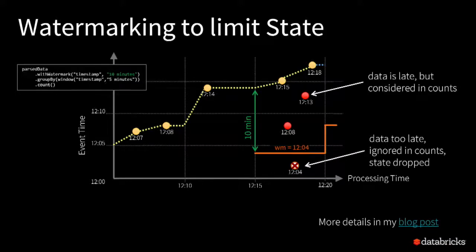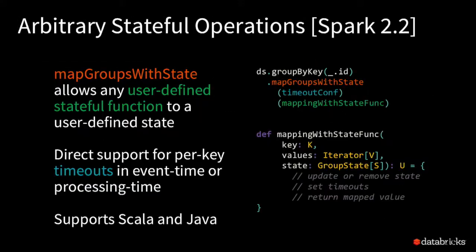Again, I've written a blog post about this that explains it in more detail. Even the programming guide goes into more detail about this. Please take a look. Anyway, I'm running out of time, so I'm not going to talk much more about other stateful stuff, but just to give a sneak peek of the new thing coming in Spark 2.2: arbitrary stateful operations using mapGroupsWithState.